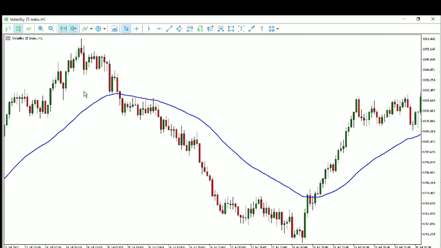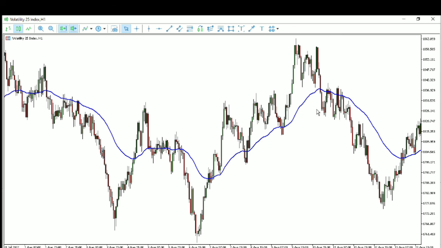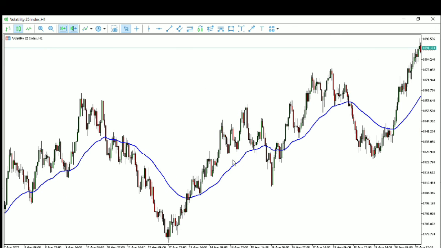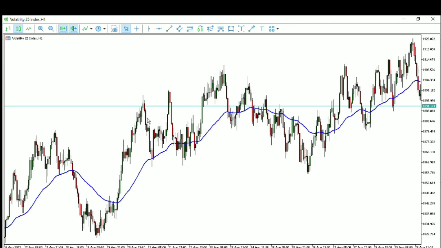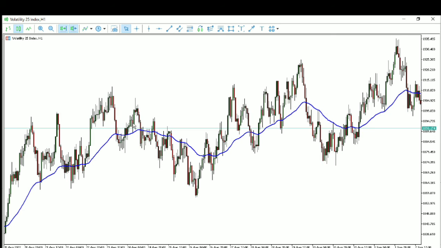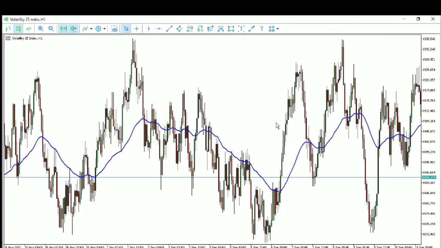When you see the market just ranging like this, just do not trade this market. Maybe you can switch to another strategy, but do not force yourself to be placing trades in a market which is ranging like this. And the reason why I'm saying it's ranging is because the moving average is moving, the prices are moving up and below of the moving average.